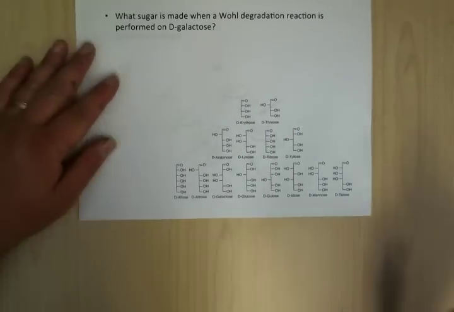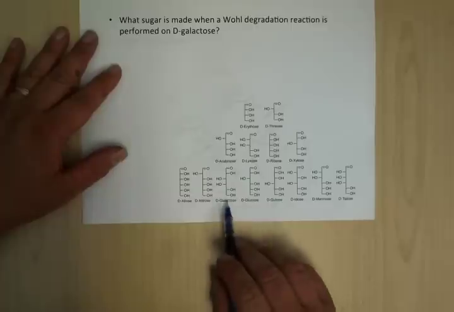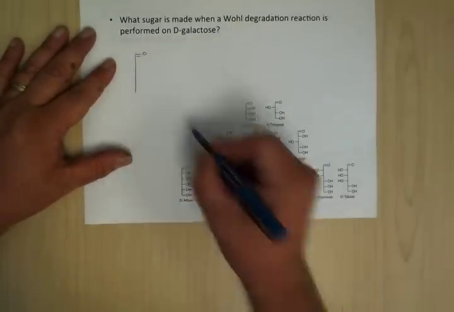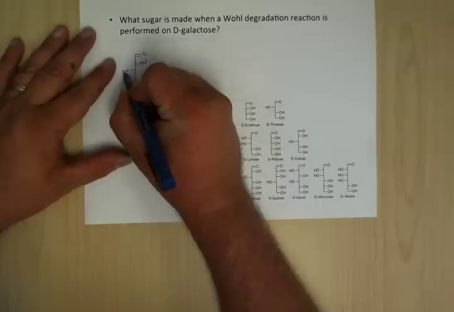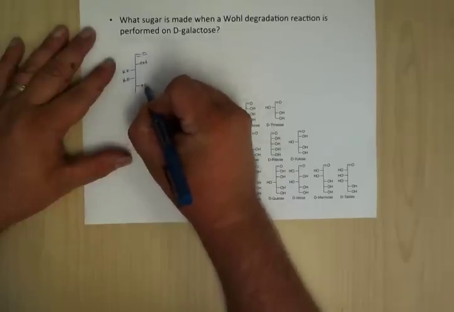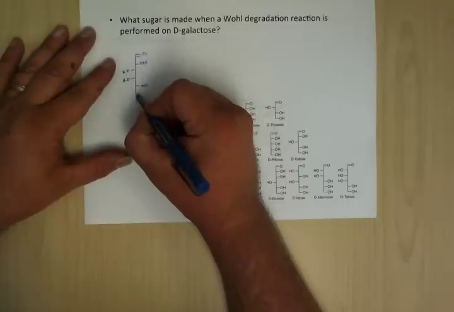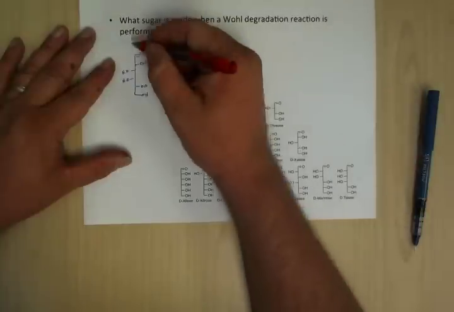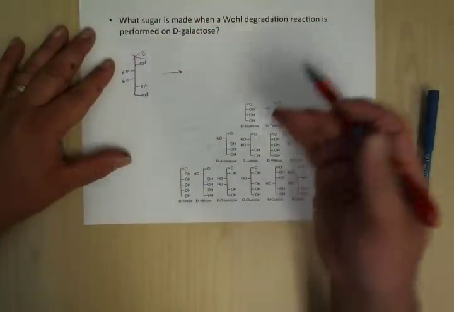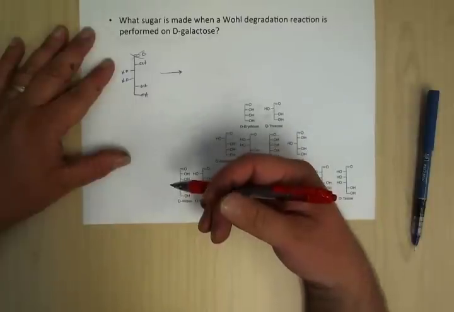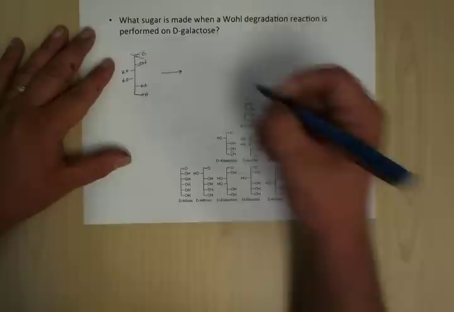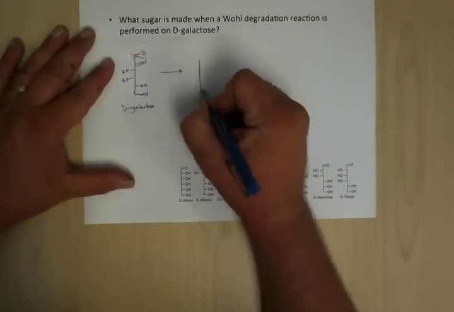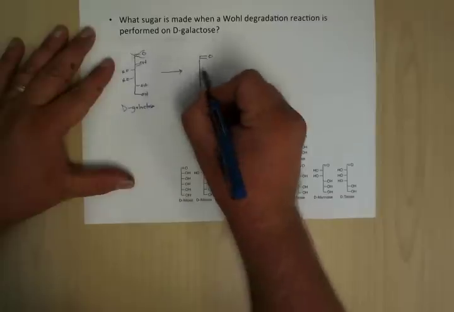Okay, so for a Wohl degradation, you're going to take D-galactose, which is here. What you're going to do is remove that carbon, so it's a degradation, right? So we're going to remove the top carbon, and we're going to make that into the aldehyde. So this is originally D-galactose, but what you end up getting is this.